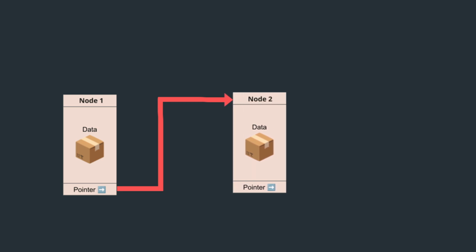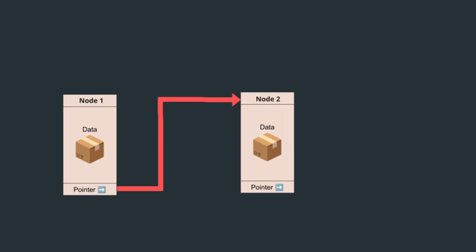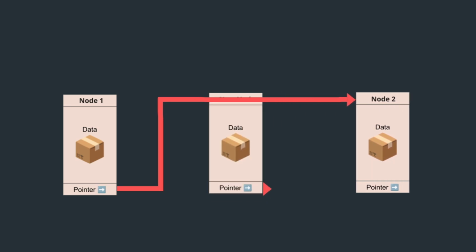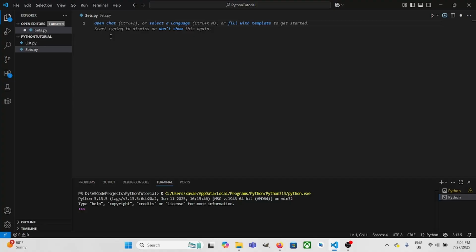Let's try insertion now. Say we want to insert a node between nodes 1 and 2. First, we connect the new node to node 2. Then we can disconnect the first node from node 2 and attach it to the new node. Let's get coding in Python.